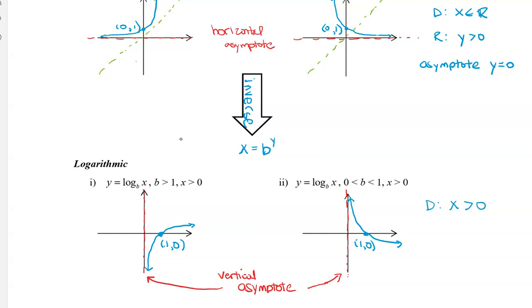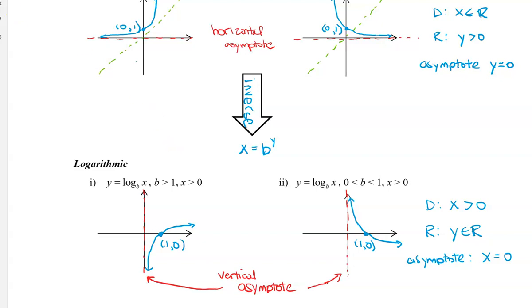The range was y is greater than 0. Now it's the domain where x is greater than 0. And then the range is y equals all the real numbers. And then the asymptote is now a vertical asymptote, so we have the equation x equals 0. Just to point out, all of the exponential functions will have horizontal asymptotes, y equals some number, whereas all the log graphs will have a vertical asymptote where x equals some number.